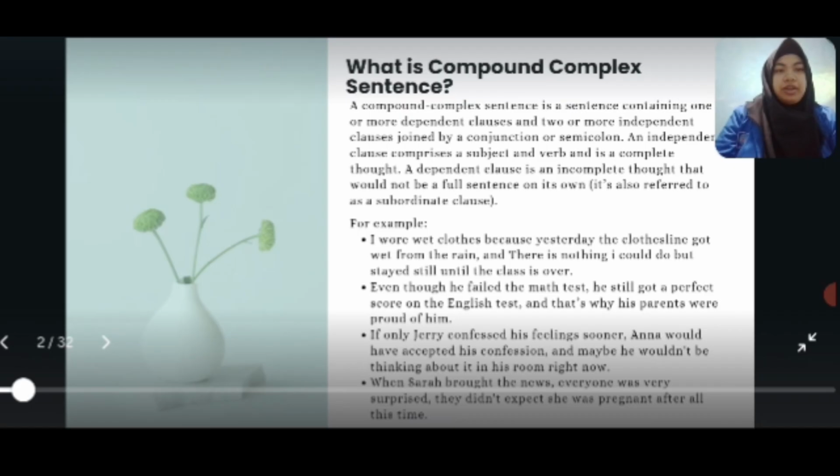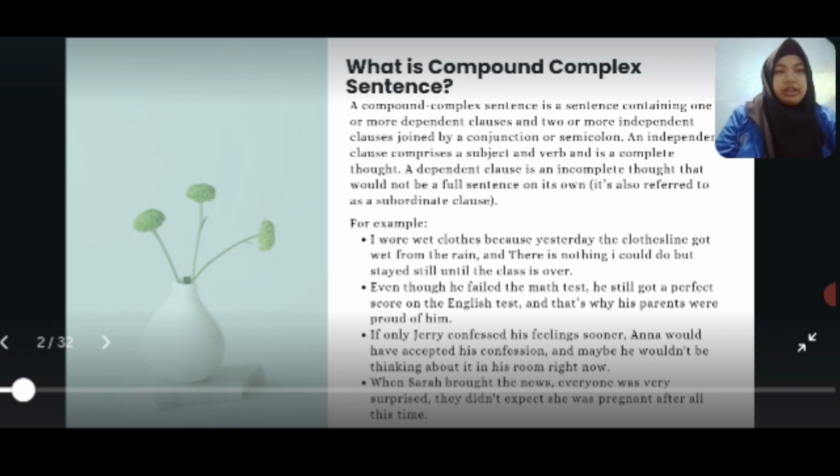And here are a few examples. The sentence that I've made for the first one is: I wore wet clothes because yesterday the clothesline got wet from the rain and there is nothing I could do but stay still until the class is over. And then the second one: even though he failed the math test, he still got a perfect score on the English test, and that's why his parents were proud of him.